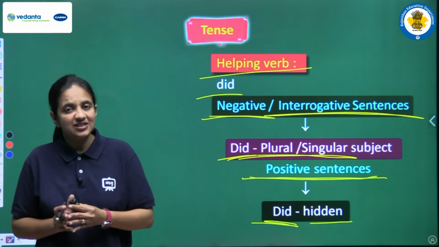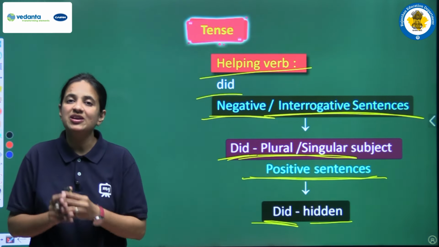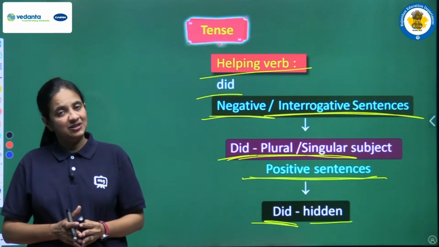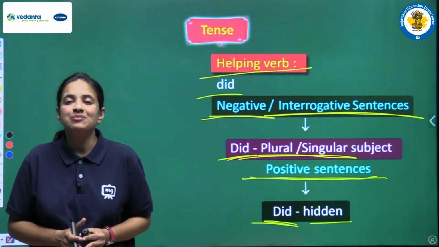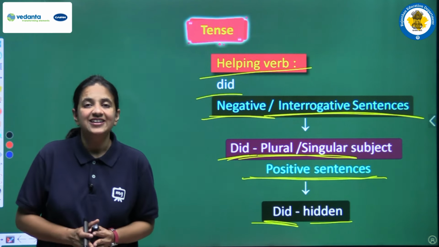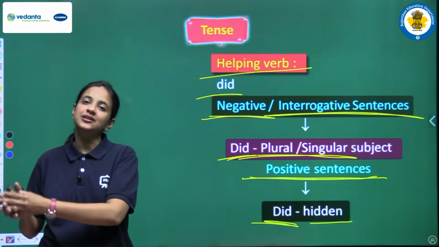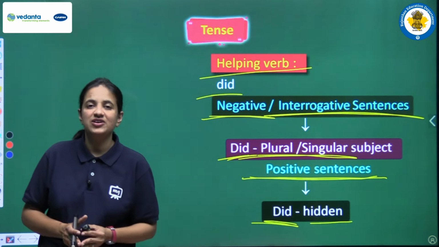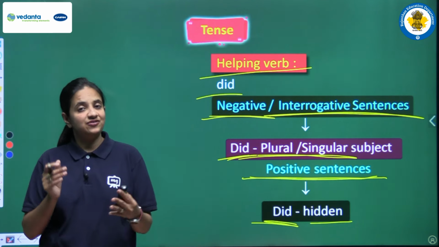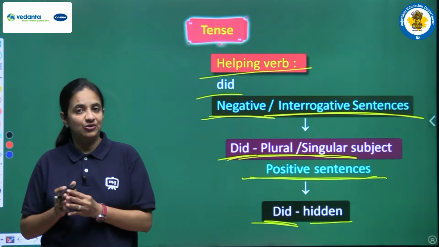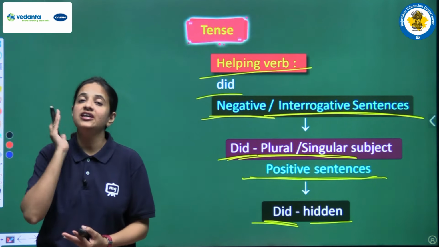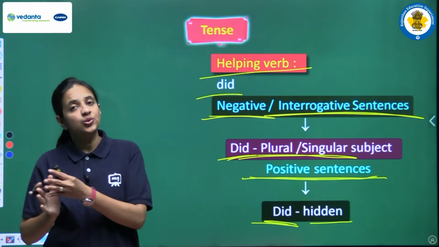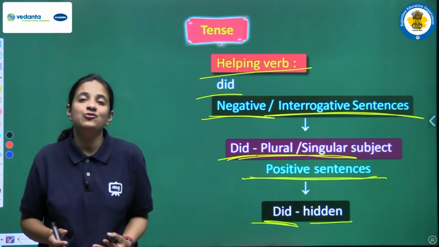Before this, when we studied present simple tense, we also studied rules, and I am very much sure that you all are very much aware of them, that you have learned those rules well. So in that tense also we have discussed these things, that if the sentence is a negative or interrogative one, then we have to use do and does. But in a positive sentence, do and does, both the helping verbs, would be hidden.